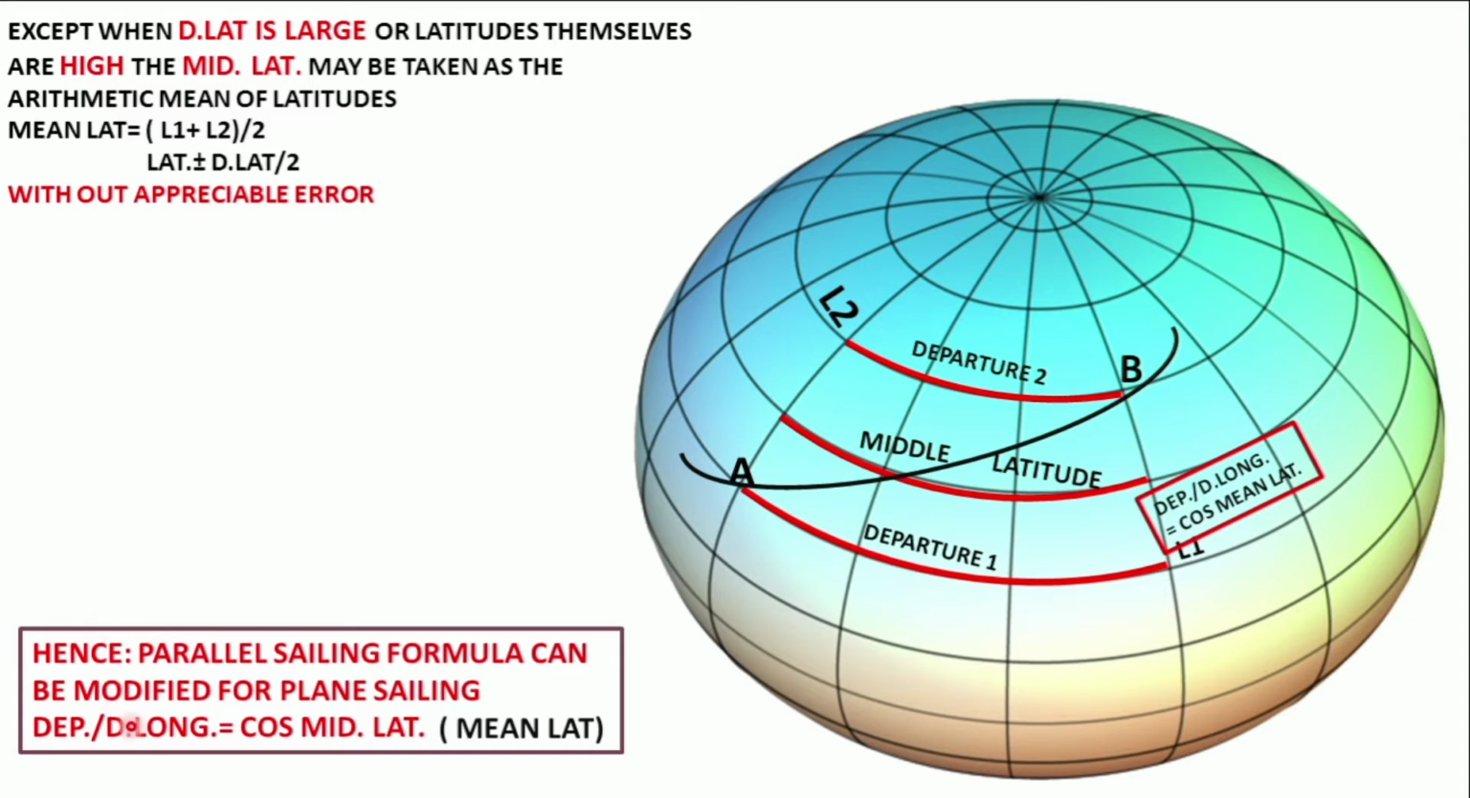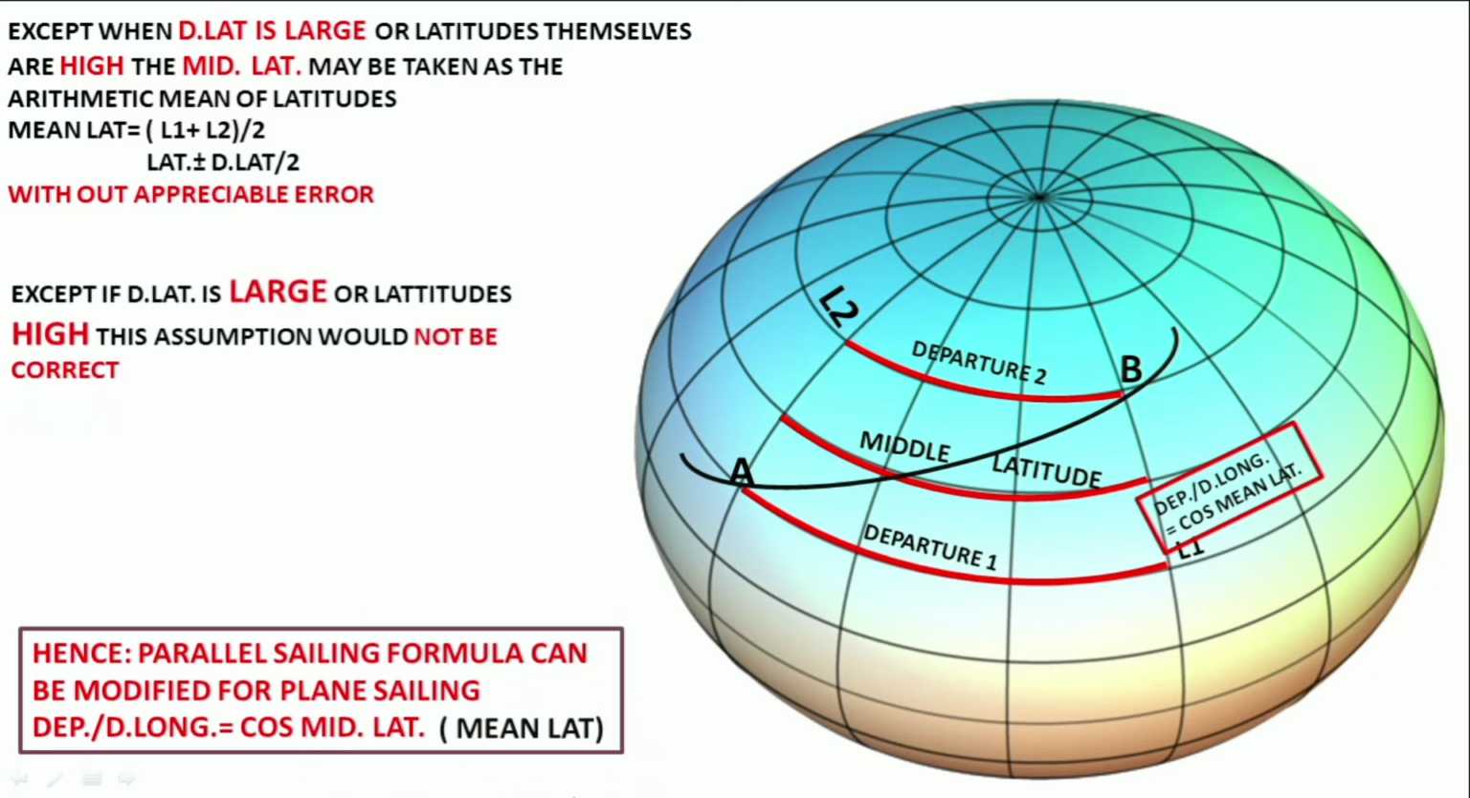So this formula, we can modify again from mid lat to mean latitude, except if the d lat is large or the latitudes themselves are very high. To assume this formula to be correct for plain sailing would not be correct, as I put all the cross marks here. So if you find that your d lat is too large or you are on very high latitudes, then assuming this to be the formula for finding your departure would not be absolutely right.